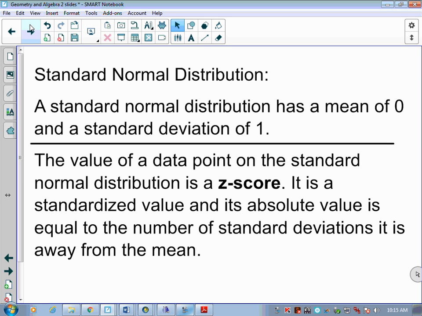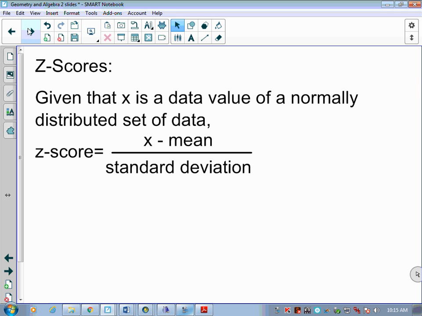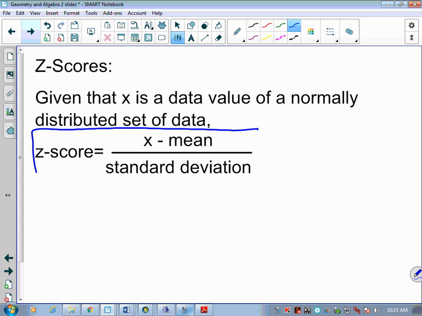And that can be a decimal. A z-score can be a decimal. Okay? And we have a way of calculating a z-score. In order to find a z-score, we take our number and we subtract the mean. Then we divide it by the standard deviation.